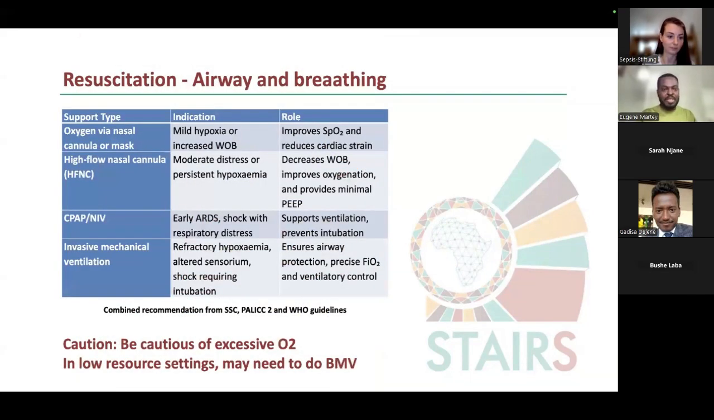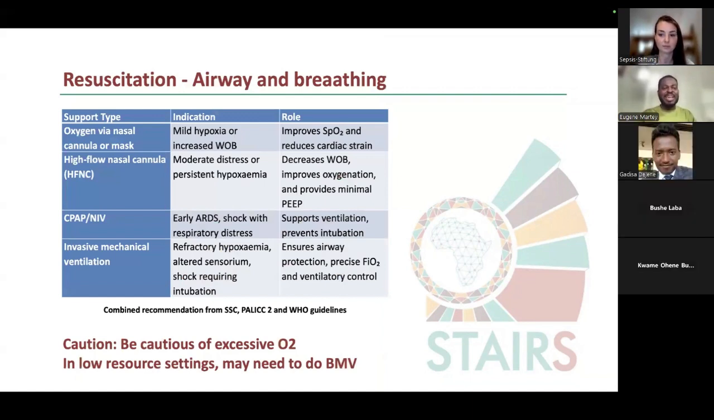Okay, so for resuscitation, you can always be guided by your ABCs. So for the airway and breathing, for the child who has mild hypoxemia, or has increased work of breathing, you can give oxygen via nasal cannula or a face mask. If the child has moderate distress and the hypoxemia is persistent, if you have availability of high flow nasal cannula, you can apply that as well.